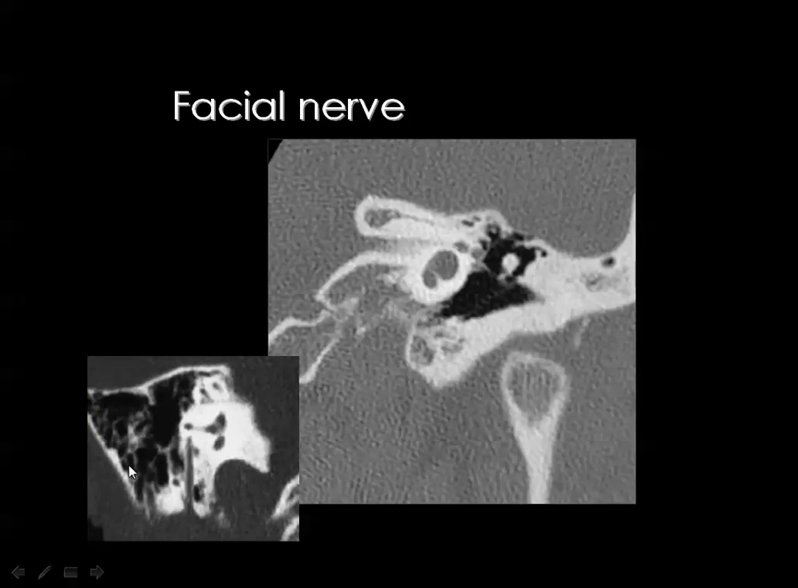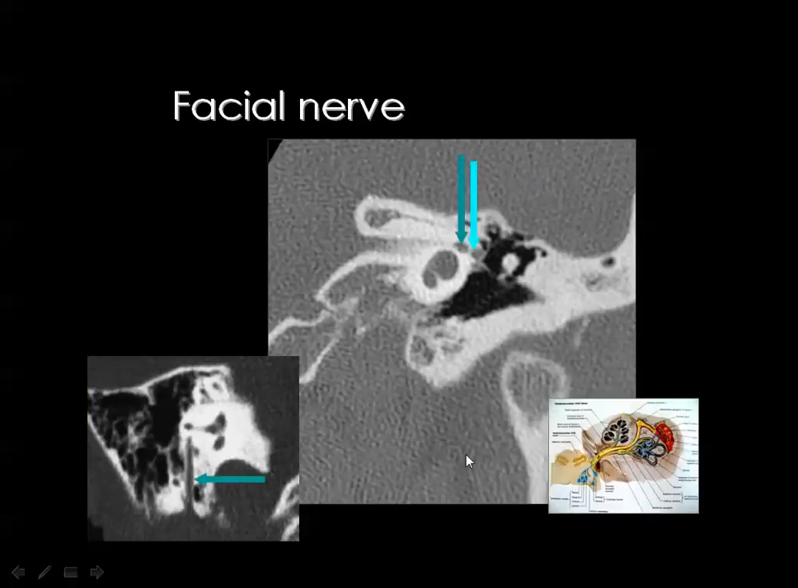If you look here, you see that this is the vertical part of the facial nerve. After crossing into the facial recess, it exits the skull between the styloid and the mastoid through the stylomastoid foramen. Then if you look here and here, you can see that this is the cochlea with the famous configuration.